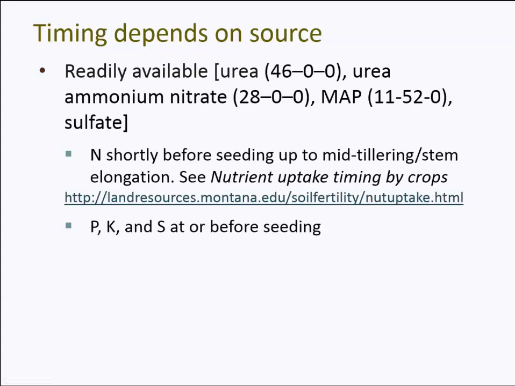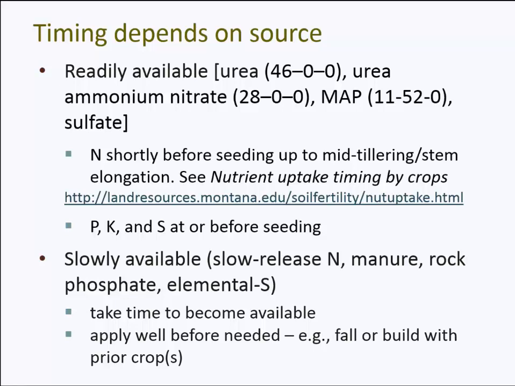Timing of fertilizer application will depend on the source. So there are readily available fertilizers that should be applied when your crop is actively growing or right before it's actively growing. Nutrients like phosphorus, potassium, and sulfur, which aren't quite as readily available, should be applied at or before seeding, whereas nitrogen can be applied up to about mid-tillering or maybe even early stem elongation. If you want to see some nutrient uptake curves, you can go to my website here, which shows you when crops are really taking up nutrients at a really fast rate.